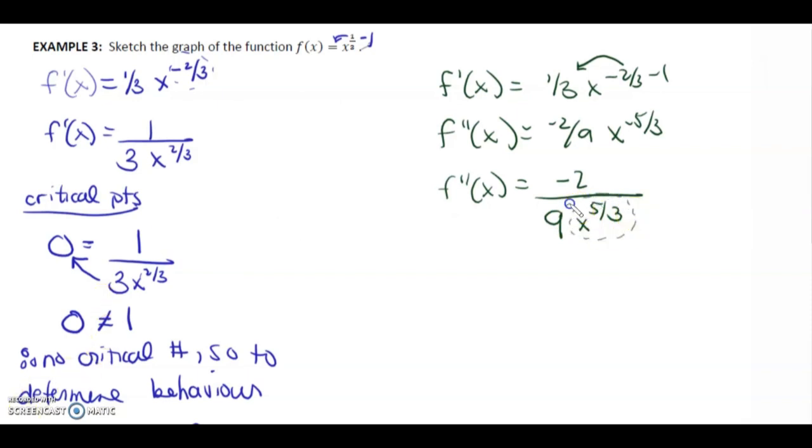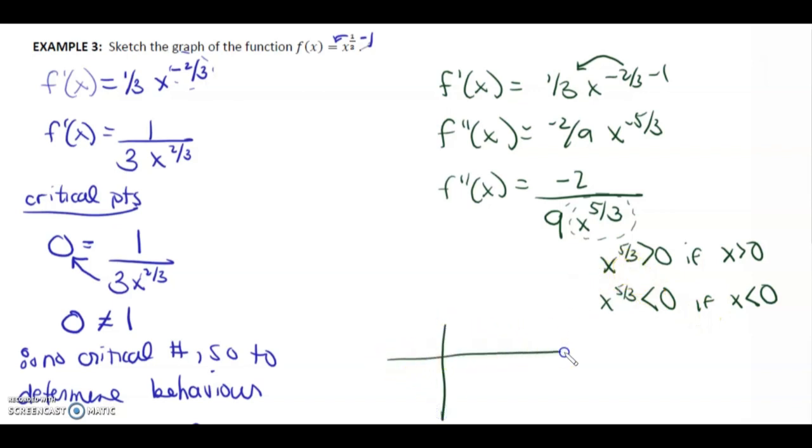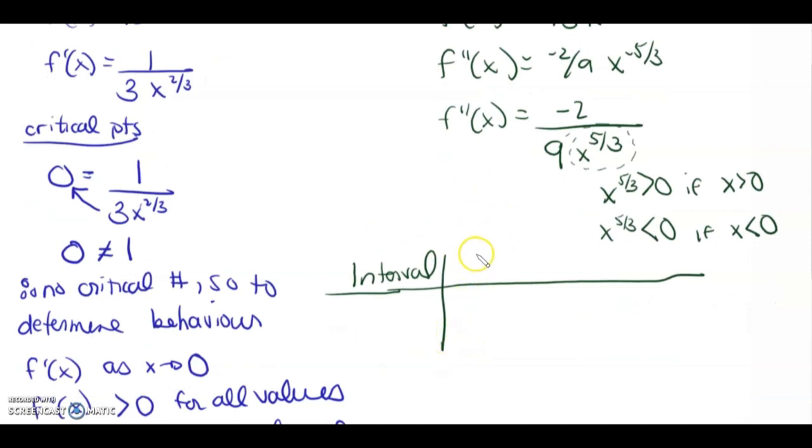So taking a look at x to the 5 over 3, when we plug in any number greater than 0, x to the 5 over 3 is also going to be greater than 0. Okay, and x to the 5 over 3 is going to be less than 0 if we plug in a number less than 0. So here is our chart for concavity. Interval. Okay, so the intervals are going to be when x is less than 0, when x equals 0, because we have to test if it's a point of inflection, and then when x is greater than 0.